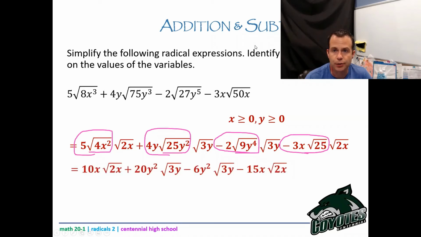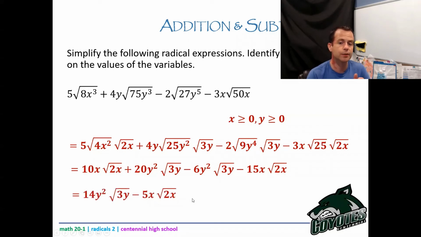Now, for like terms, I'm going to say, okay, 10x root 2x and negative 15x root 2x. 10 minus 15 would be negative 5x root 2x. Then I have 20y squared root 3y minus 6y squared root 3y. That would give me 14, 20 minus 6, right? 14y squared root 3y. Now, I'm going to put the 14y squared root 3y as my first term, only because it's a higher degree than x, okay? So 14y squared root 3y minus 5x root 2x, okay?